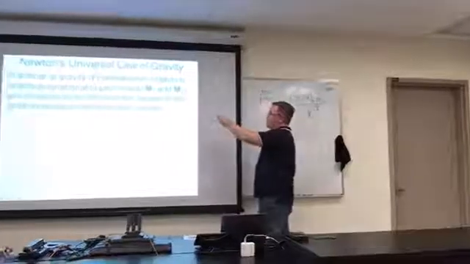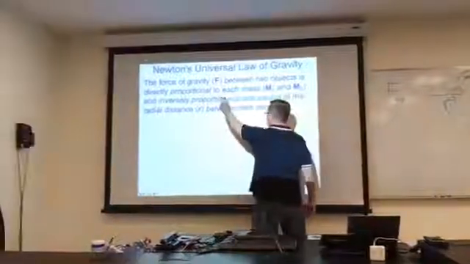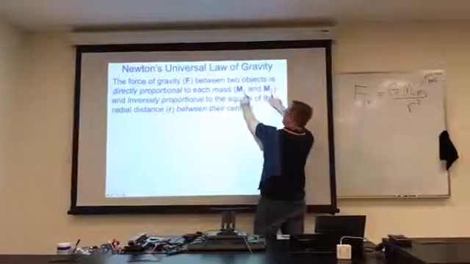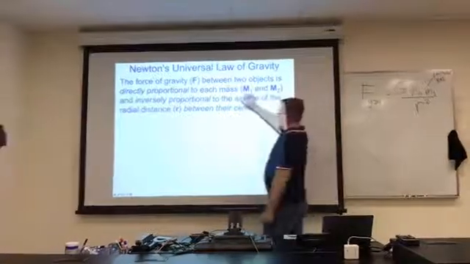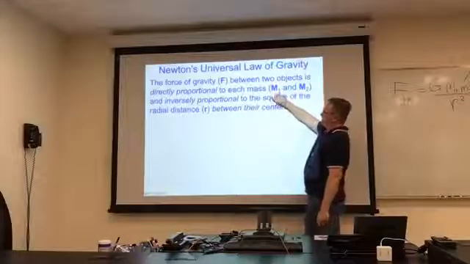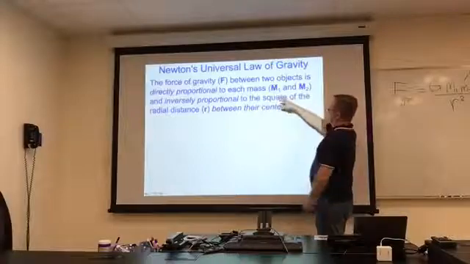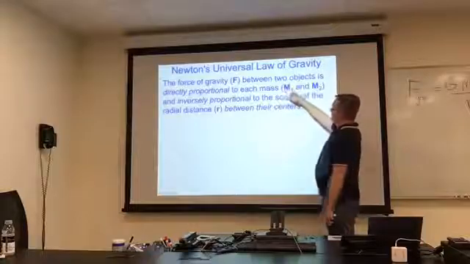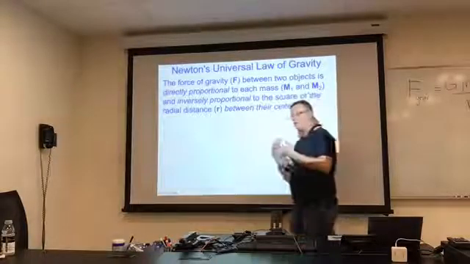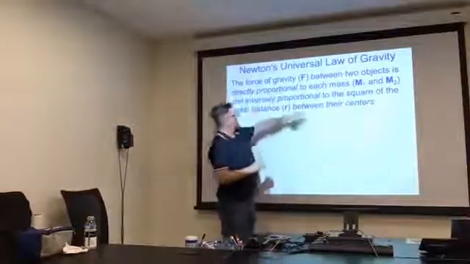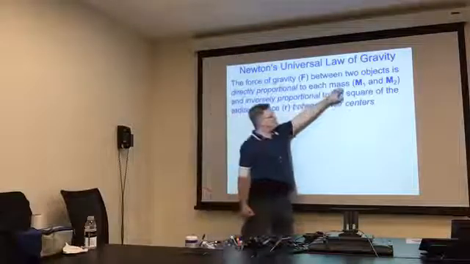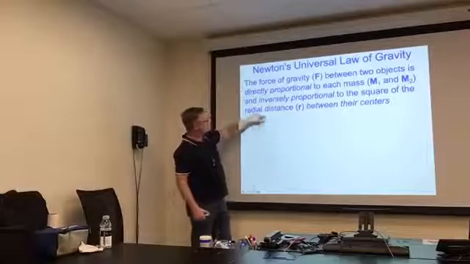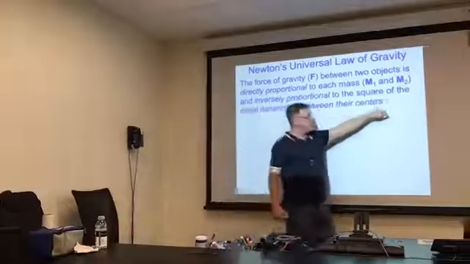The force of gravity, F, between two objects is directly proportional to each mass involved, m1 and m2. Subscripts are just labels. By tradition, we put the more massive thing as m1, but if I'm talking about the Earth and the Moon, I can just call it m sub Earth and m sub Moon. If I'm talking about Jupiter orbiting the Sun, m sub Sun and m sub Jupiter, I can call them whatever I want. They're just labels. But the force of gravity is directly proportional to each mass, call them m1 and m2, and the force of gravity is inversely proportional to the square of the radial distance between their centers.